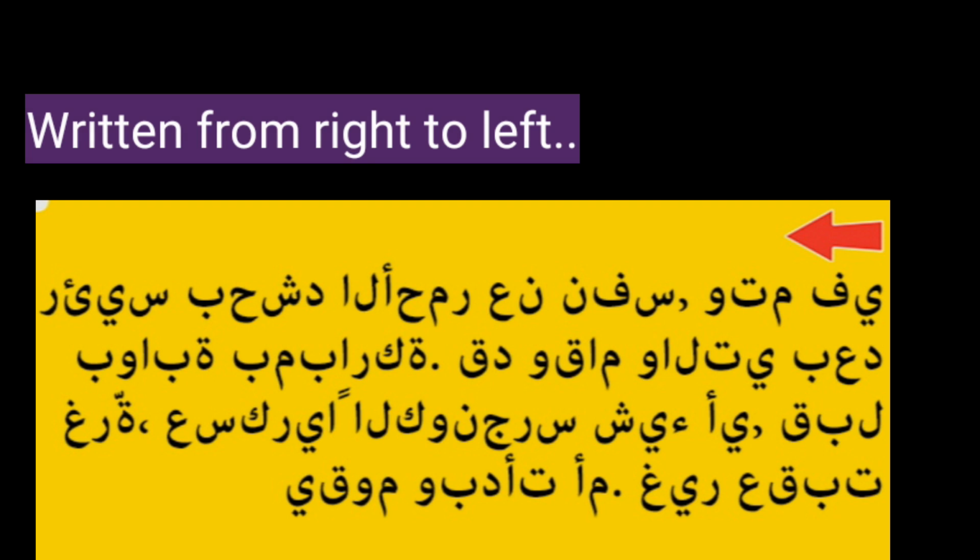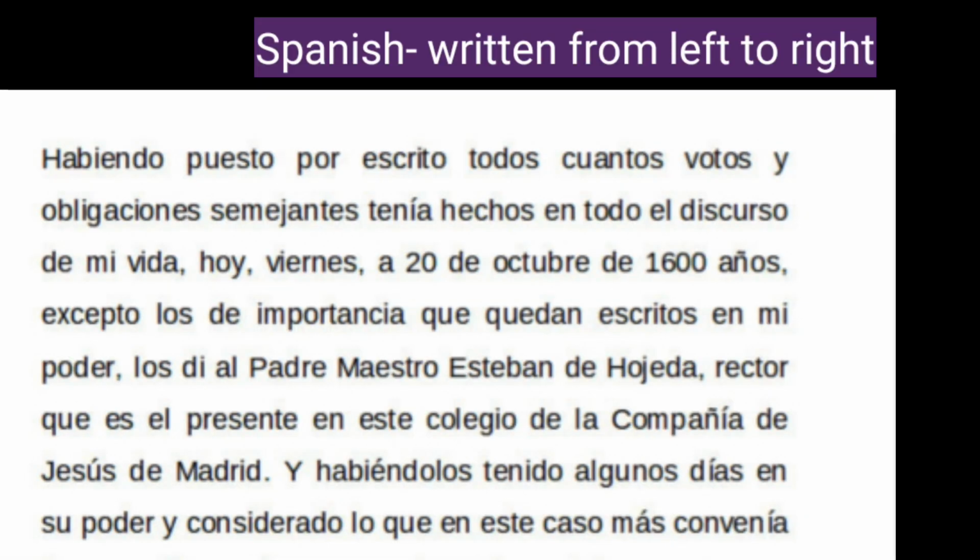If you've read Urdu or many other languages, you must have seen this: many languages are written from right to left. Okay? But the Spanish language, like English, is written from left to right. Okay? So that means reading Spanish becomes much easier for you. So this is a big plus.